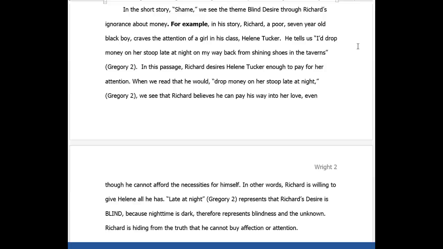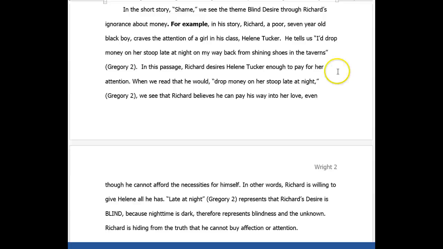In the short story Shame, we see the theme blind desire through Richard's ignorance about money. For example, in his story, Richard, a poor 7-year-old black boy, craves the attention of a girl in his class, Helene Tucker. He tells us, quote, "I'd drop money on her stoop late at night on my way back from shining shoes in the taverns." In this passage, Richard desires Helene Tucker enough to pay for her attention.